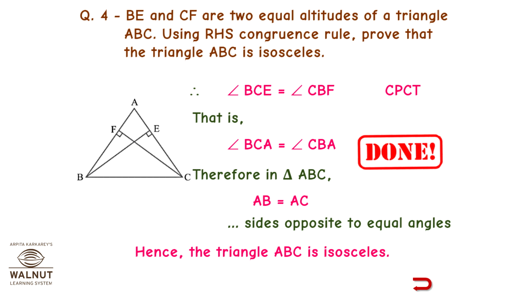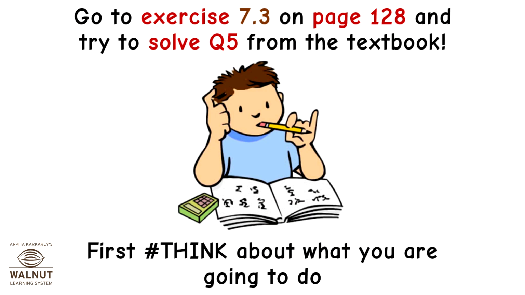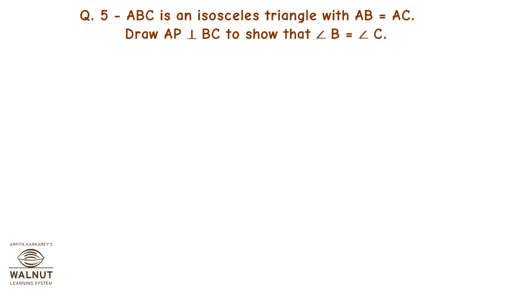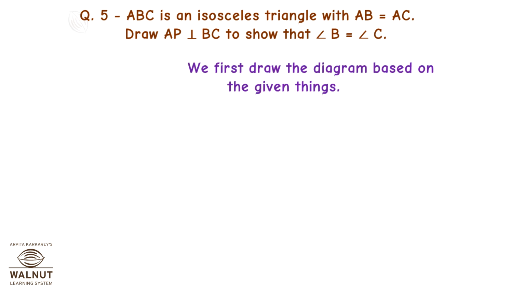Done! Go to exercise 7.3 on page 128 and try to solve question 5 from the textbook. First, think about what you are going to do. Question 5. ABC is an isosceles triangle with AB is equal to AC. Draw AP perpendicular to BC to show that angle B is equal to angle C. We first draw the diagram based on the given things.